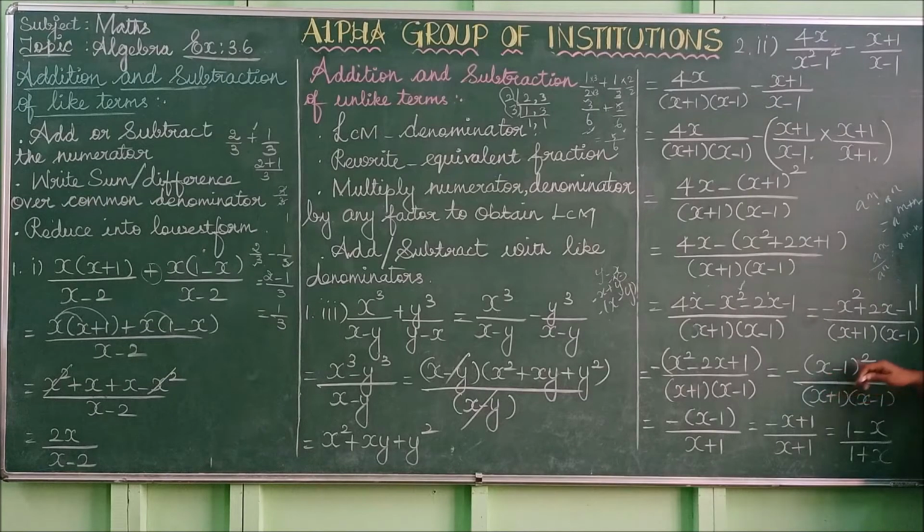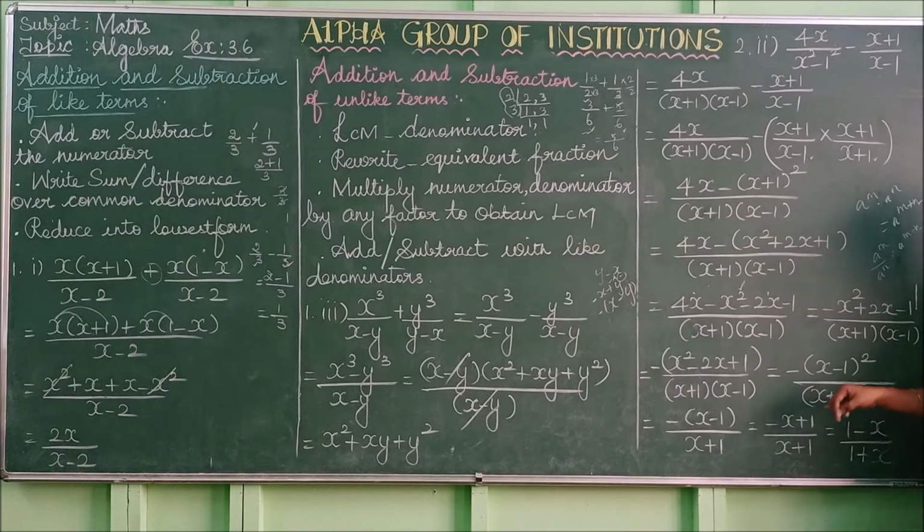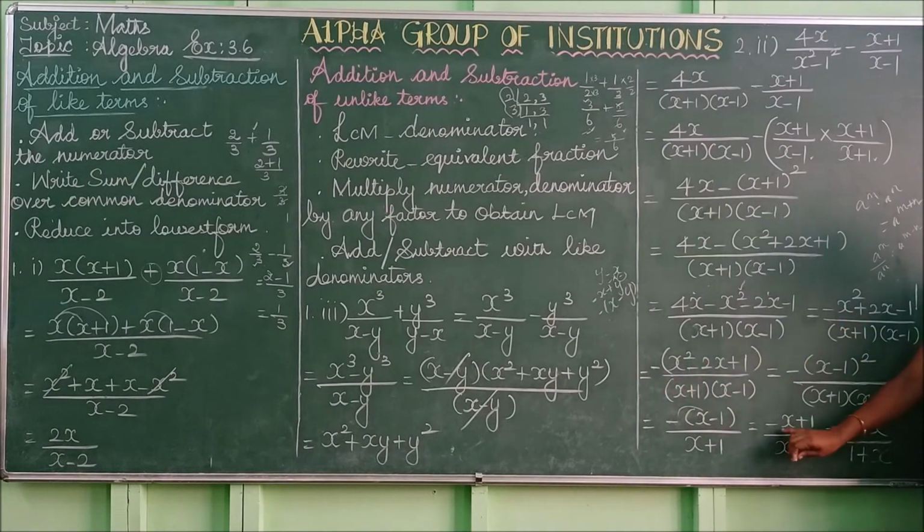So (x minus 1) squared divided by (x minus 1) gives (x minus 1) to the power 1, since 2 minus 1 is only one term. So you can write x minus 1 divided by x plus 1. Then you can apply this minus sign to the inner side, so minus x plus 1. Minus x, minus into minus plus 1.